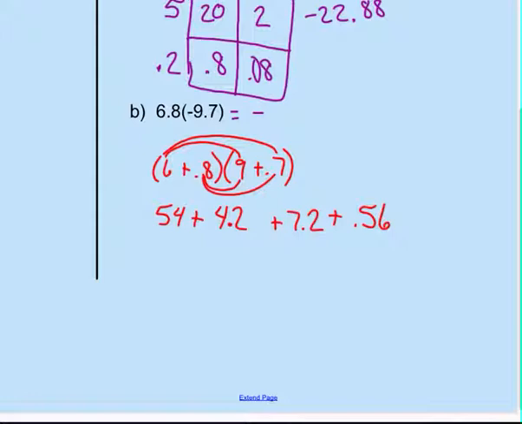This one, I'm going to use some place value. I've got 54, I'm just going to add my integers together, so I've got 54 plus 4 is 58, plus 7 is 65. And then I'm going to look at my tenths place, and I have 2/10 plus 2/10 is 4/10, plus 5/10 is 9/10, and then the 600th doesn't have any like terms.